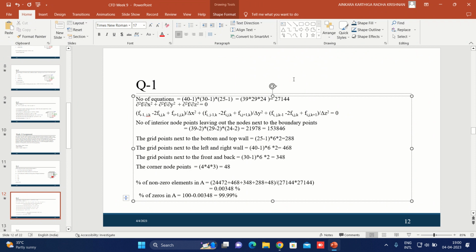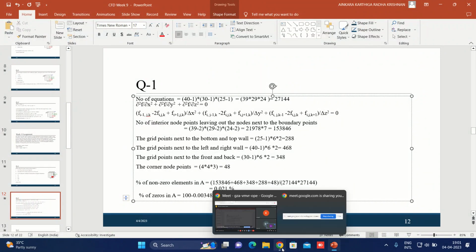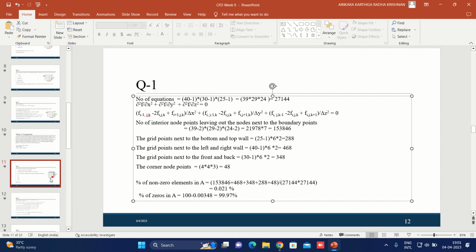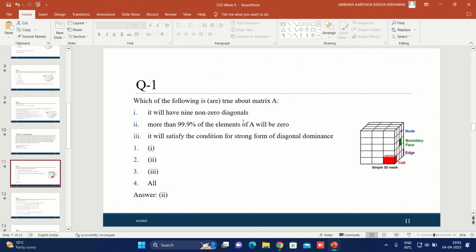Minus 100, 99.9. Okay, it is a slight confusion. 21978 into 7 points would be having this equation, so this is 153846. So the answer we are getting is 0.021%. So finally we are having 0.99. I mean, these many non-zero elements would be there in the equation. And the question was asking about the number of zero elements.